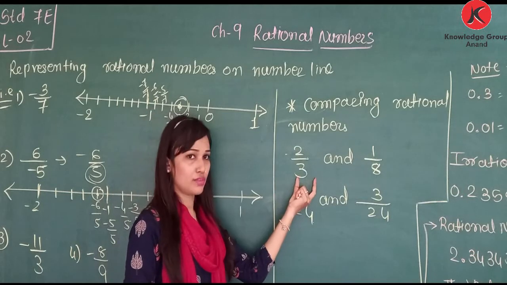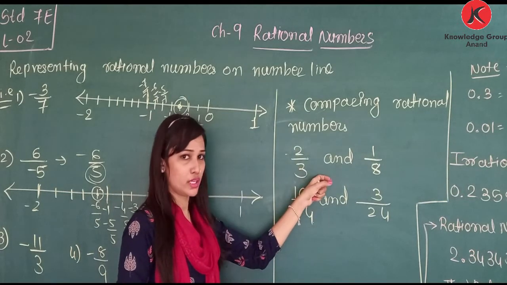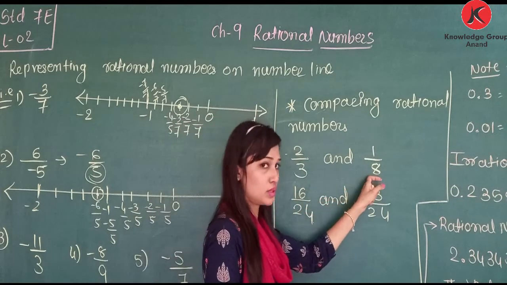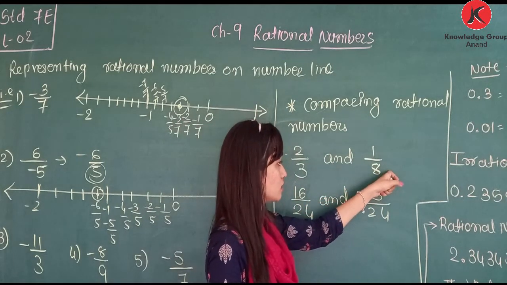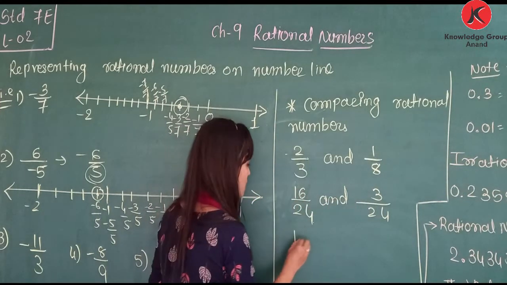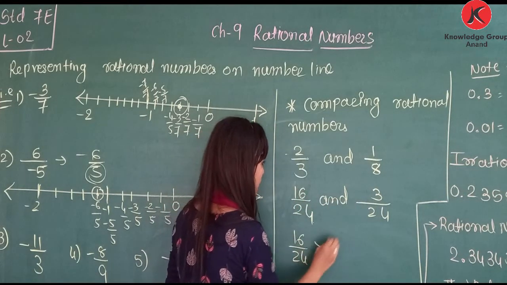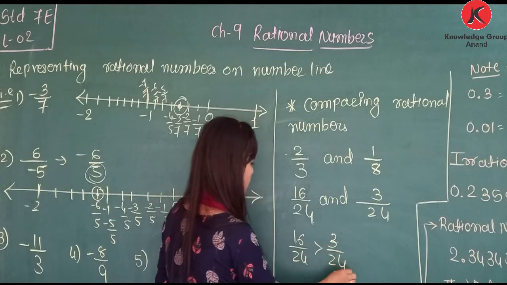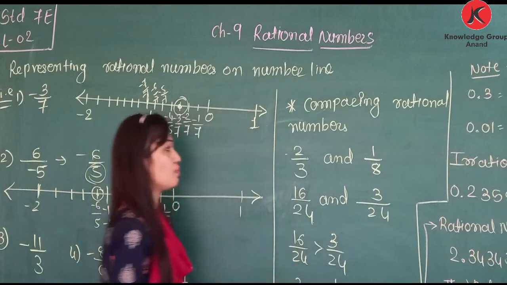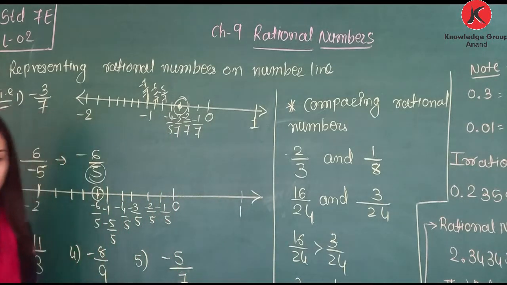Here we need to multiply by 8. 8 3s are 24, 8 2s are 16. So 16 by 24. Here we need to multiply by 3. So 3 8s are 24 and 1 3s are 3. Now compare the numerators. So here 16 by 24 is greater. So 2 by 3 is greater than 1 by 6. This is the same as we perform in a fraction.